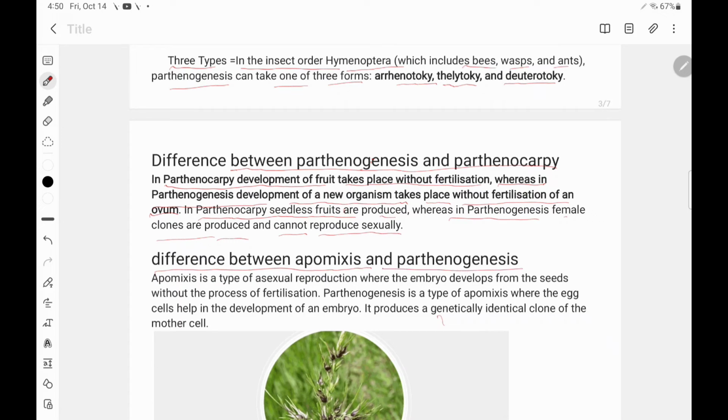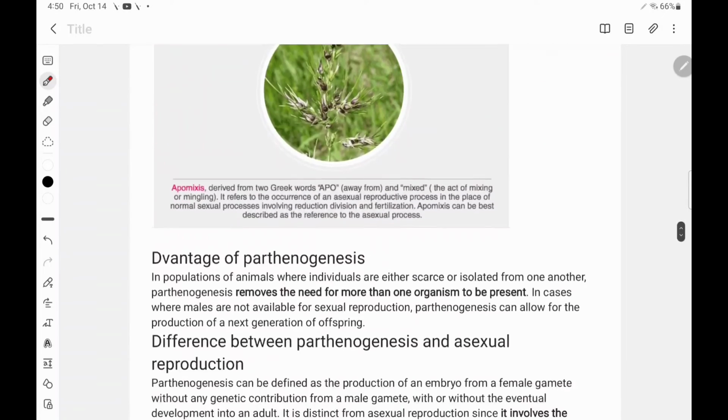Next, apomixis and parthenogenesis. Apomixis is a type of asexual reproduction where the embryo develops from the seeds without the process of fertilization. Parthenogenesis is a type of apomixis where an egg cell develops into an embryo. It produces a genetically identical clone of the mother cell.